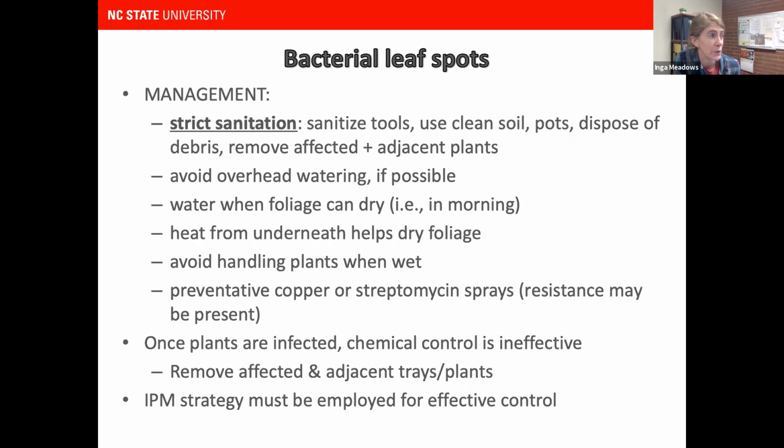And then if you do see bacterial spot in your crop, removing those affected plants plus the adjacent plants. A lot of times the bacteria has already spread to adjacent healthy looking plants. They're just not showing symptoms yet. So you may be doing yourself a favor to get rid of those asymptomatic plants that are next to the symptomatic ones. Avoid overhead water as much as possible.